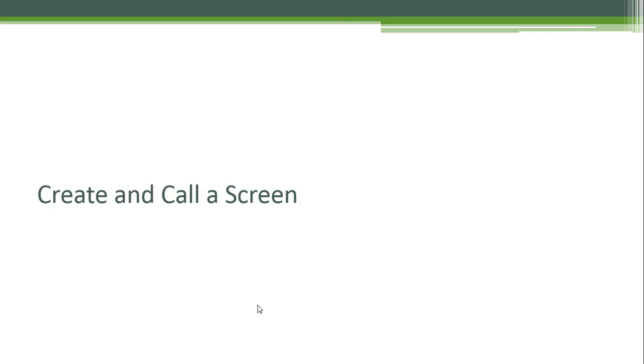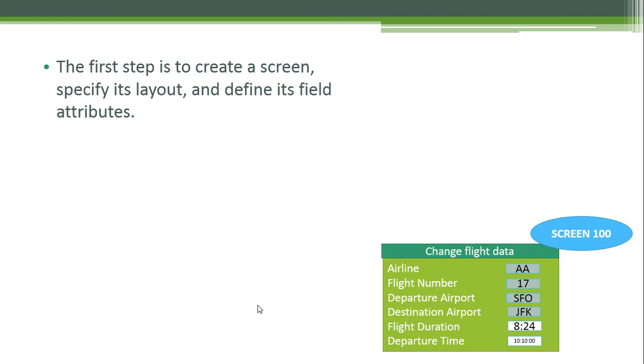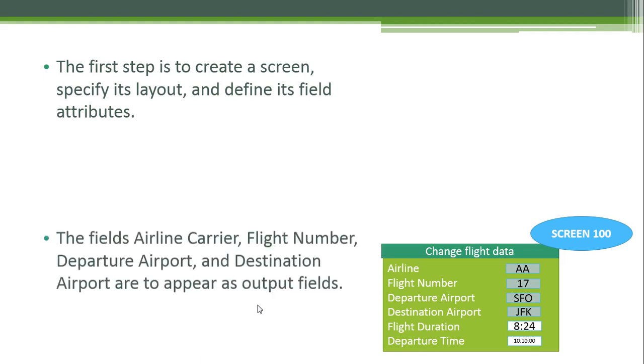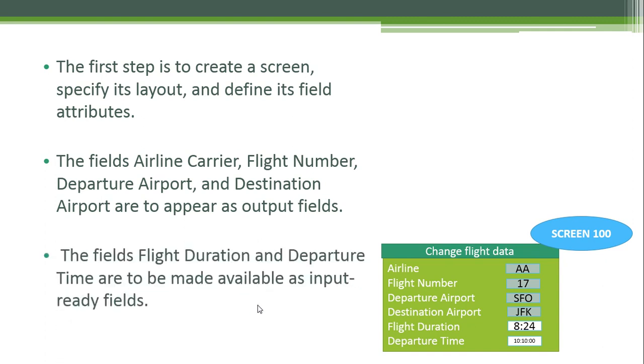So we're going to create and call a screen. We already created screen 100. We need to add the input fields. The first step is to create a screen, specify its layout, and define its field attributes. The fields airline carrier, flight number, departure airport, and destination airport are to appear as output fields. The fields flight duration and departure time are to be made available as input ready fields.